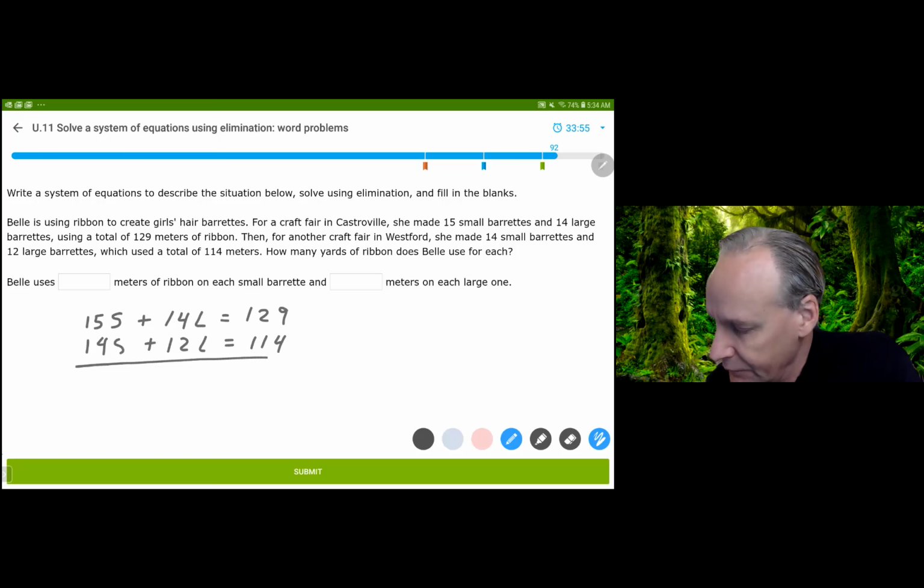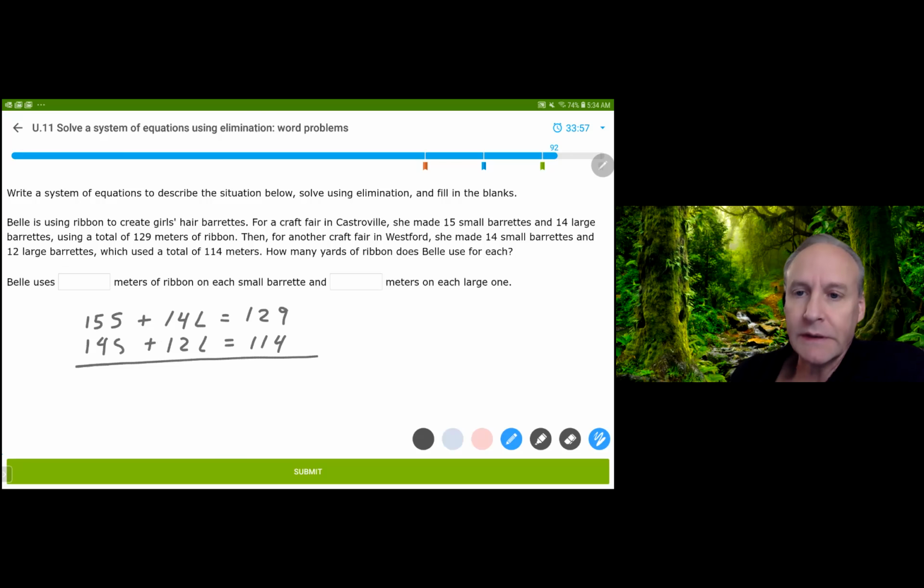Now, in this particular case, I could get a slightly smaller common multiple by multiplying the top by 6 and maybe the bottom by 7. It's going to be really hard for most students to see that. It's probably a lot easier for them to see the 14 and the -15, or the 14 and the negative 12, or some combination of those.